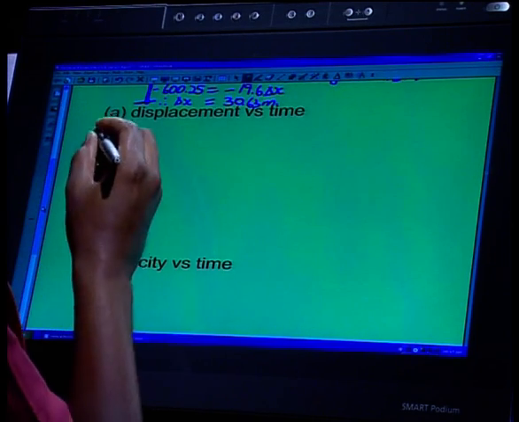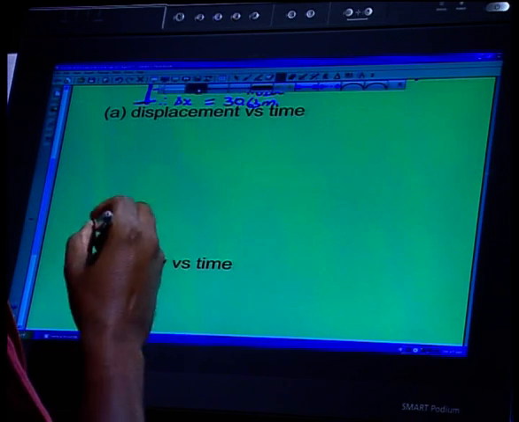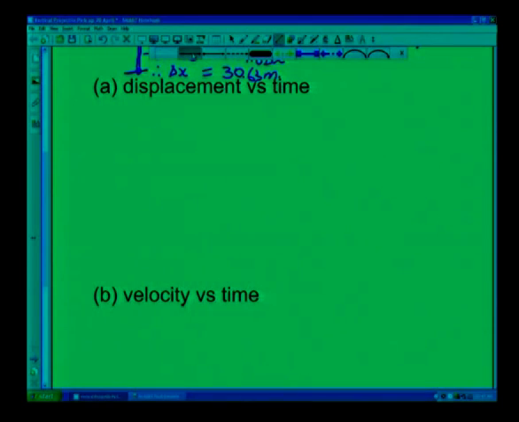Now, how are we going to draw that? It means we'll have axes here, okay? That will be your displacement axis, or change in position, and this side will have our time axis.